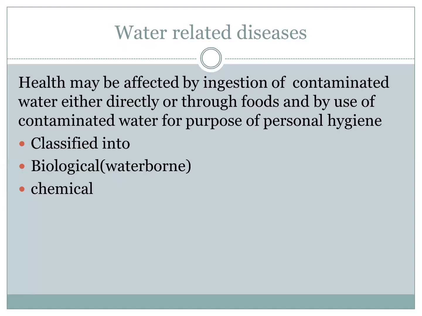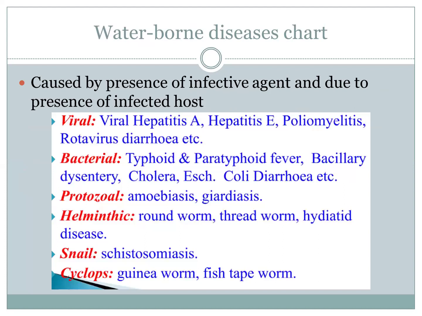The water-related diseases are diseases which are caused by water consumption or water contact. The health may be affected by ingestion of contaminated water either directly or through foods and by use of contaminated water for personal hygiene. It can be classified into biological and chemical. The biological diseases, also called waterborne diseases, are caused by presence of infective agents and due to presence of infected hosts. The viral include viral hepatitis A, hepatitis E, poliomyelitis, rotavirus, diarrhea.